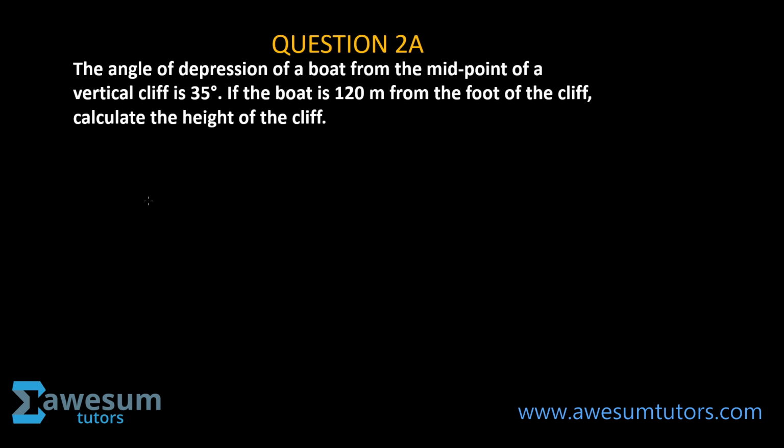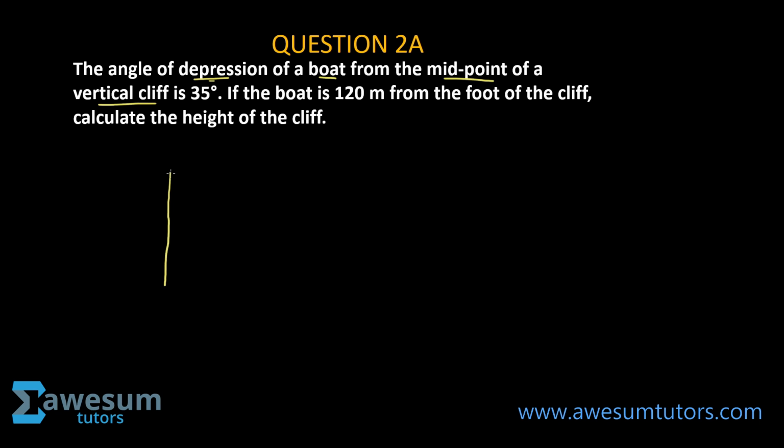So there are some main points we need to take note of here. It says from the midpoint of a vertical cliff, so I will draw a vertical cliff right here. Remember, these drawings are not drawn to scale. So this is my vertical cliff, and it says the angle of depression of a boat. That means you are looking at a boat from a particular height, because depression means you are looking down.